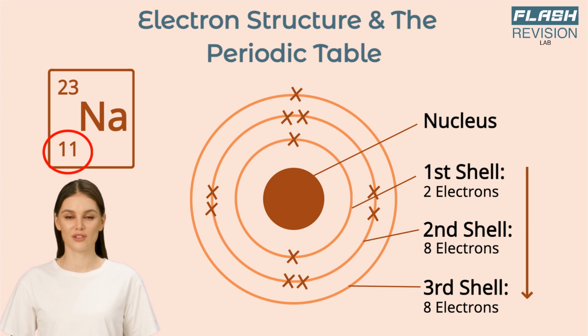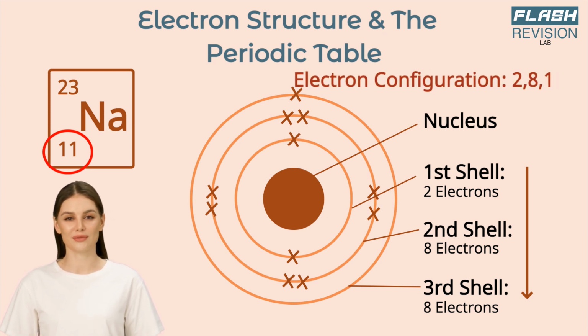To write electron configurations, you can use a simple notation showing the number of electrons in each shell. So for sodium, the configuration would just be 2,8,1.